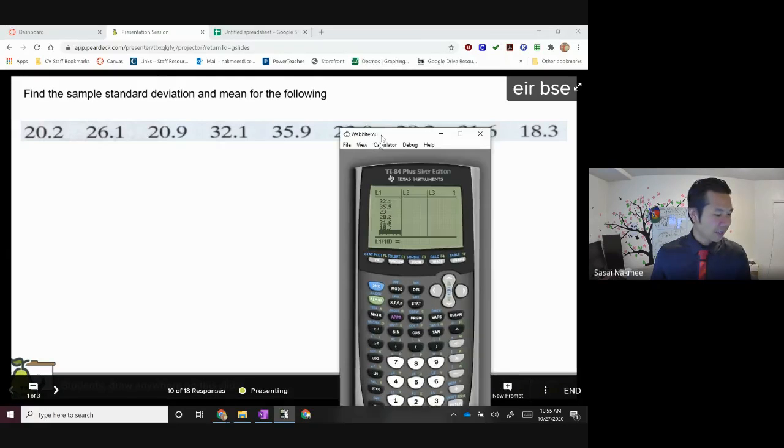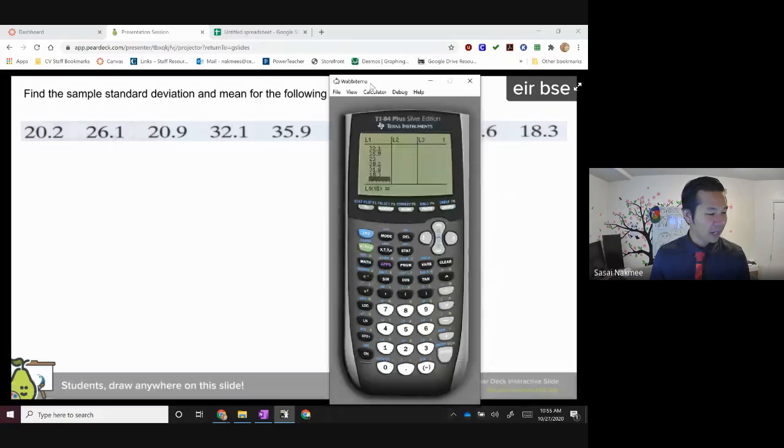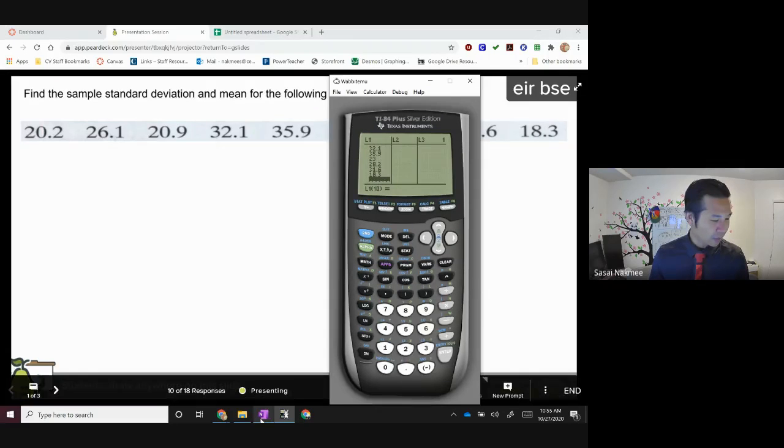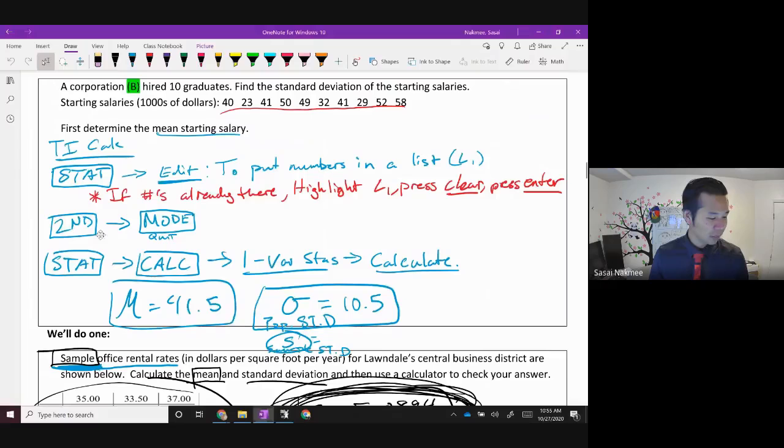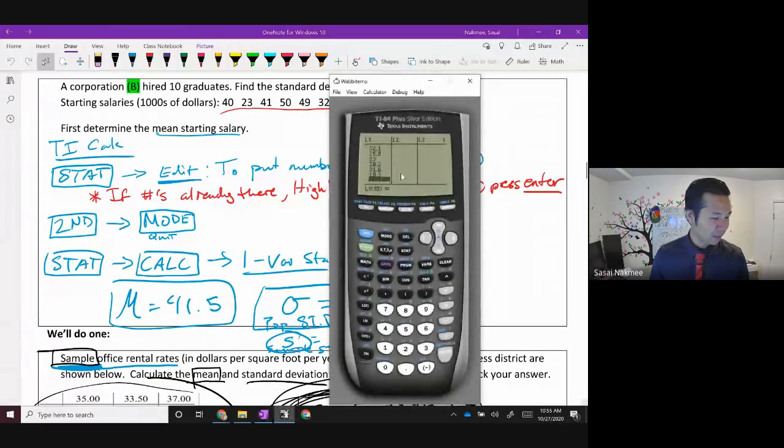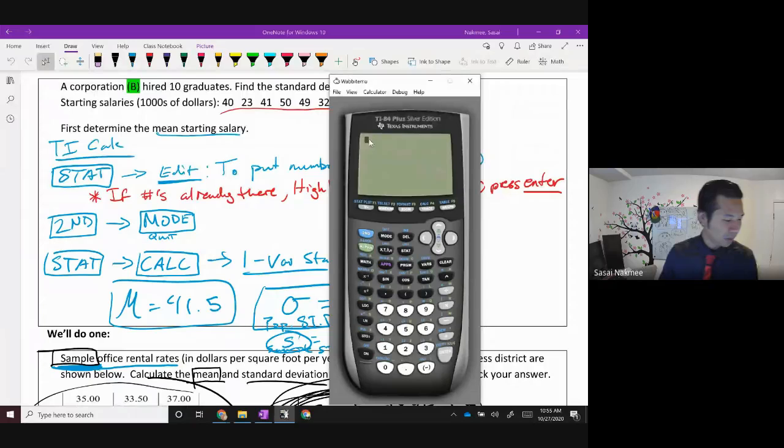All right, so starting off, we're calculating the standard deviation of the mean. I am doing it on the TI calculator. I've keyed them into this list. After I key them into the list, what's the next step? I hit second mode to quit out of this list, to get back to the main screen where Blinky is. Good old Blinky.